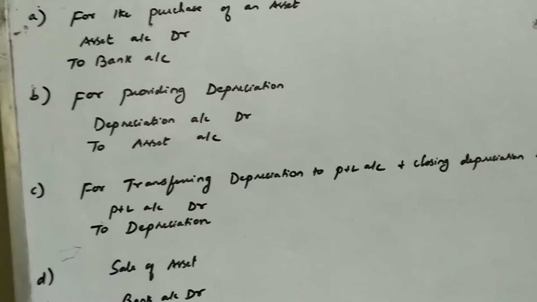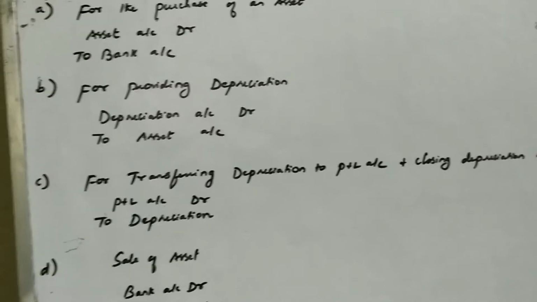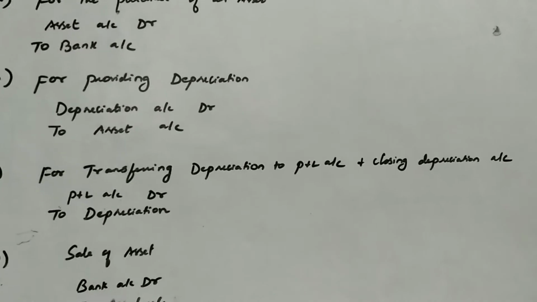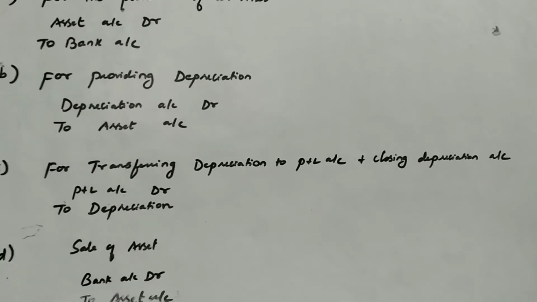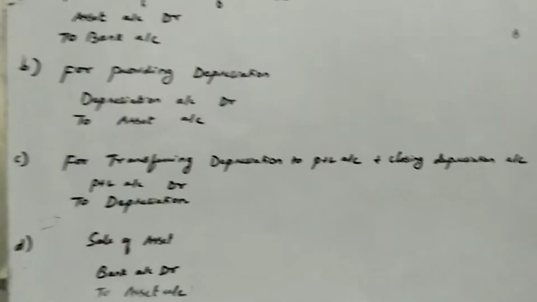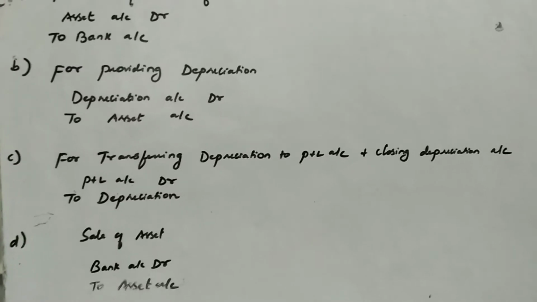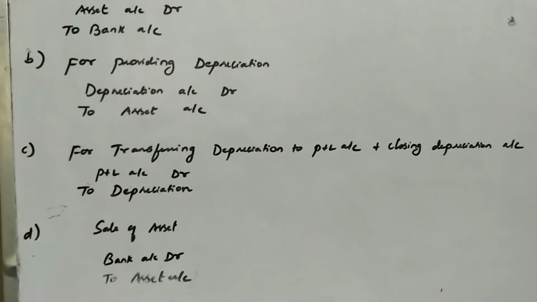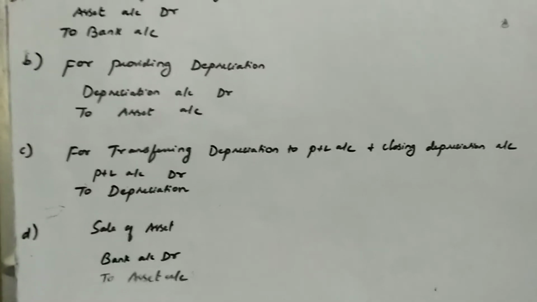And this depreciation which has been provided must be transferred to profit and loss account, and the depreciation account will be closed. For transferring depreciation to profit and loss account and closing the depreciation account, we use this entry: P&L account debtor to depreciation account.